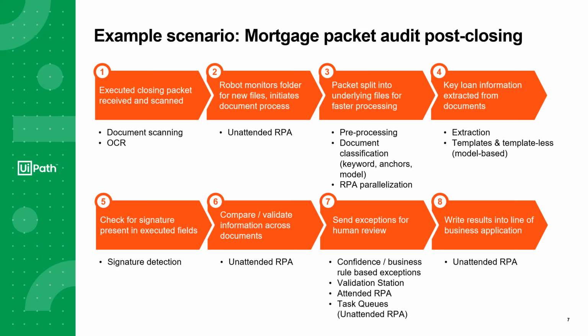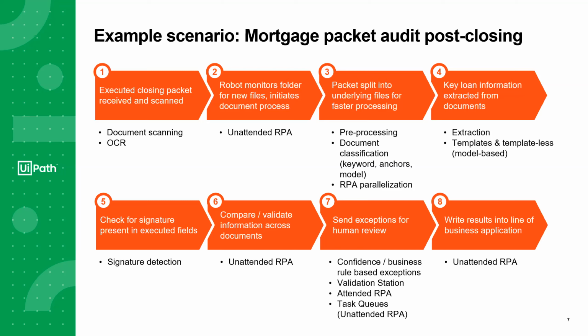We just want to go through a typical use case so you can understand how the different components all fit together. So there's been a lot of interest in document understanding within the banking, mortgage, and insurance industries. So we want to have a look at one of the mortgage examples, which is called a mortgage packet audit post-closing. So step one is really receiving the mortgage packet, which is really a collection of pages and forms, and scanning all those pages. So that requires some document scanning technology in step one. Step two is where we start introducing UiPath, so we can get the UiPath robot to monitor a folder or an inbox to kickstart a document process.